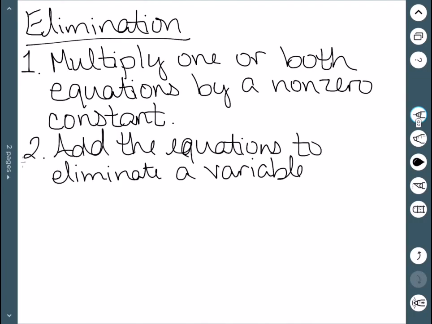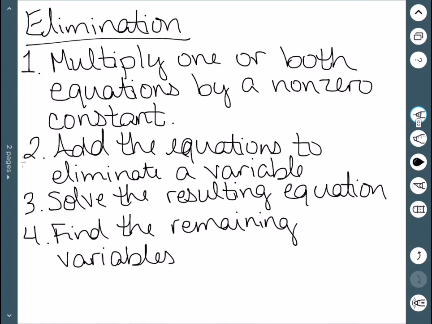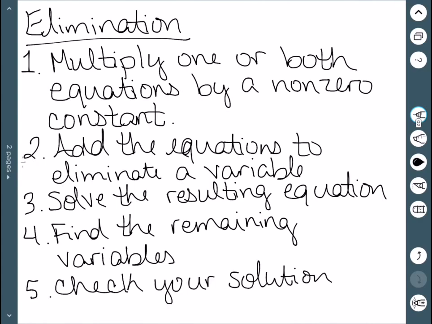We can then add those equations to eliminate a variable. And this is why we wanted the additive inverse coefficients, so that when we added, we got rid of a variable. We then solve the resulting equation that we've got from step 2. We'll then use this equation, or this step 3, to find the remaining variable in step 4. And then finally, step 5, we want to check the solution.